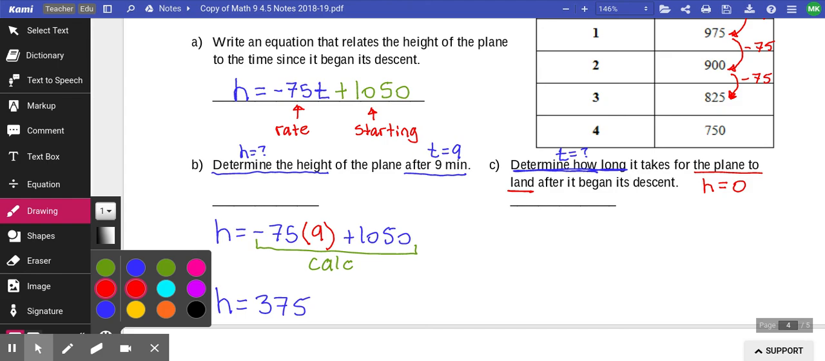What's an algebraic process that we could use? I was just gonna say how I answered it is I knew that 75 times 5 was 375, so I just added 5 minutes onto 9. Ha, that's funny. Yeah, okay, that would work too, right?